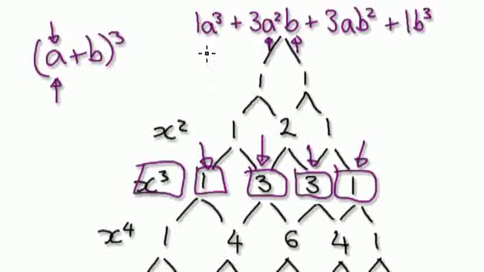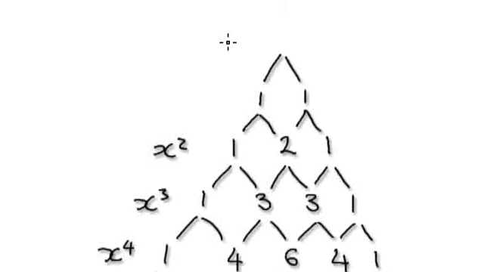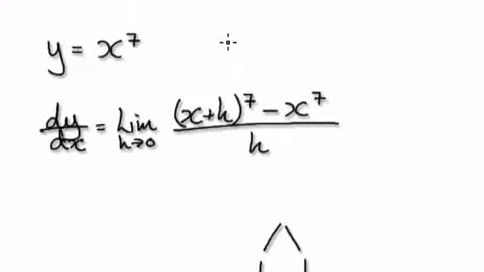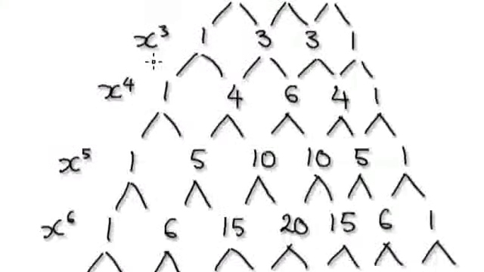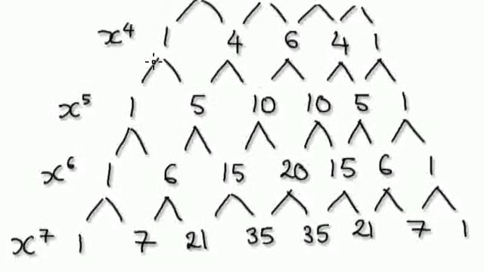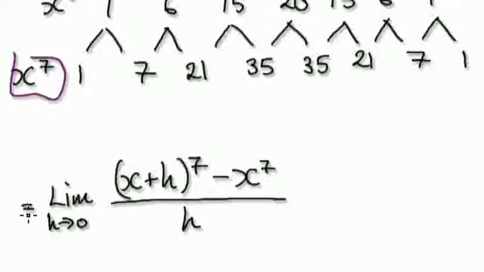Okay, so as you move along, the a decreases by 1 each time, and the b increases by 1. So it's in a way symmetrical here. It doesn't matter if you don't fully understand this. Okay, well, anyway, we wanted to know x to the power of 7. So if you want to do x to the power of 7, let's follow this Pascal's triangle here to x to the power of 7. You see, x to the power of 7.